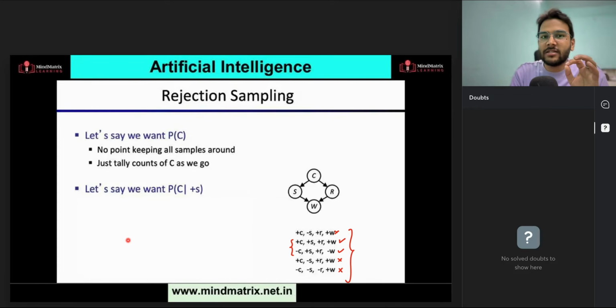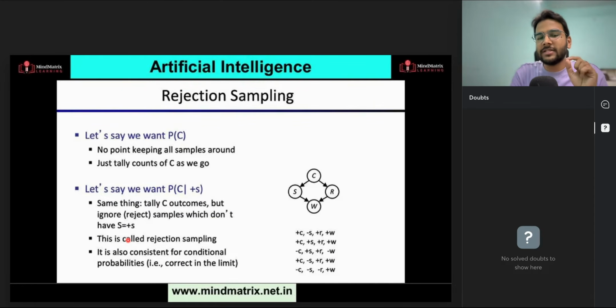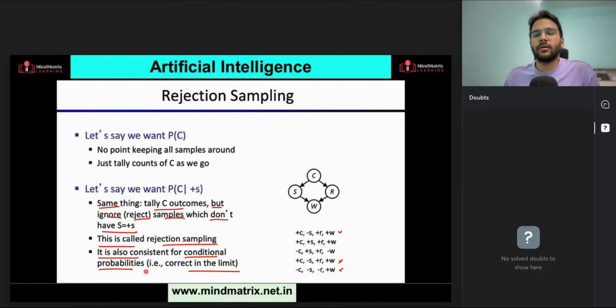And this thing is nothing but rejection sampling. This type of sampling is rejection sampling. So what it says, carefully see, the same thing: tally C outcomes, but ignore or reject samples which don't have S equal to plus S. You have to ignore those samples, right? And this is called rejection sampling. It is also consistent for conditional probabilities. Is this clear?